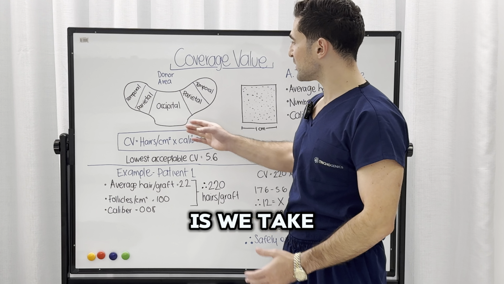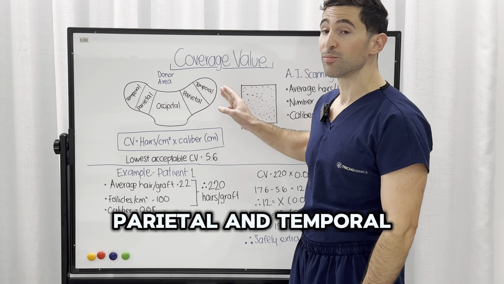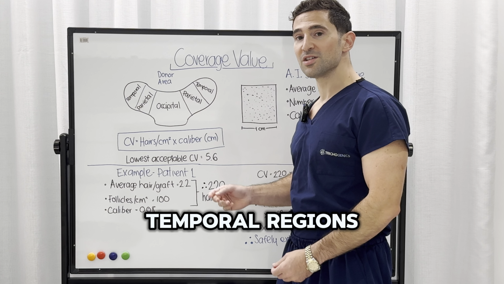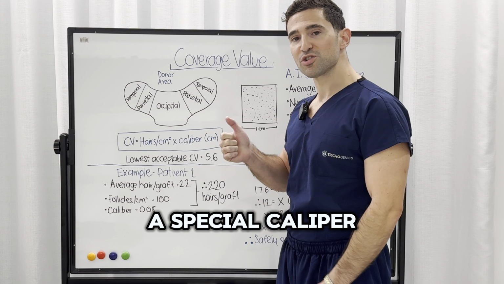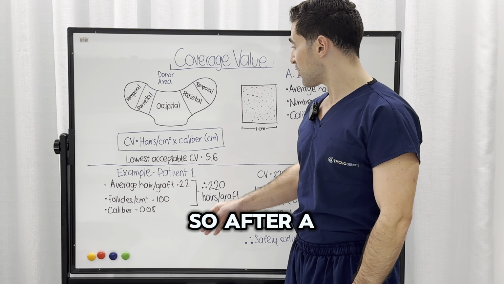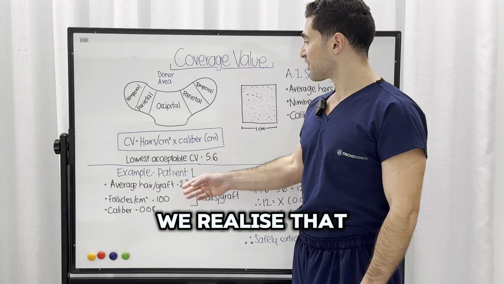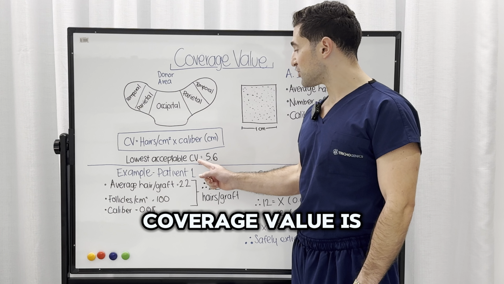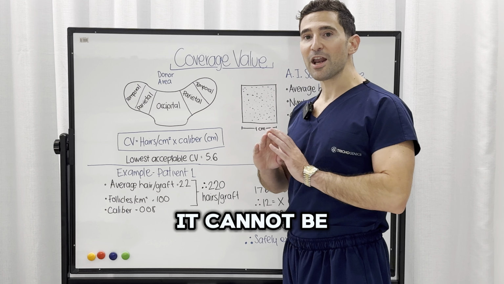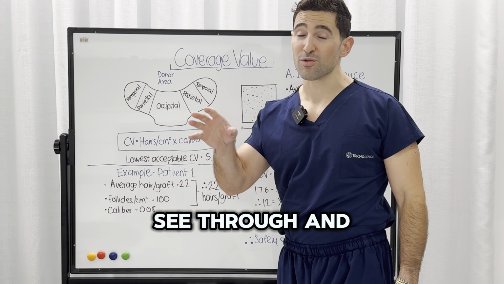And what we do is we take a look at the donor area, which is divided into occipital, parietal, and temporal regions. We cut the hairs from the temporal regions, and then we measure it with a special caliper to get the caliber of the hair in that region. After a lot of studies that have been done, we realized that the lowest acceptable coverage value is 5.6. This means that it cannot be lower than 5.6, otherwise it'll be see-through and patchy.